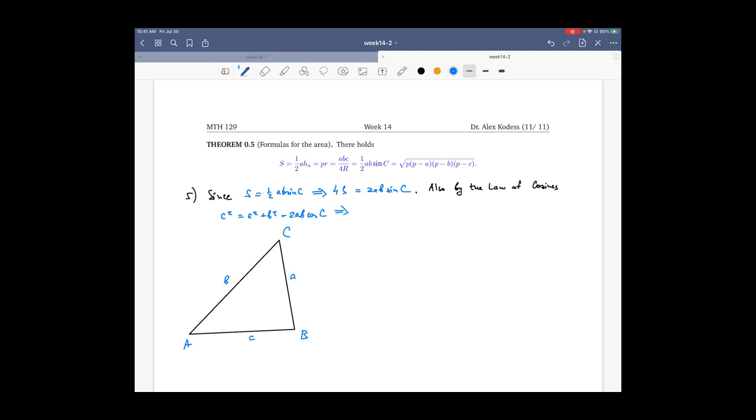From here, I get that a squared plus b squared minus c squared equals 2ab cosine c. And now I need to work with these two identities. It makes sense to square them up and add, because on the right we will get sine squared and cosine squared, and sine squared plus cosine squared is 1, so that's good.